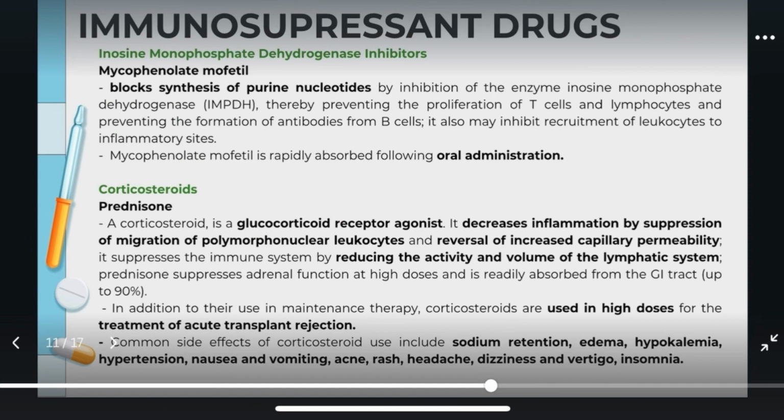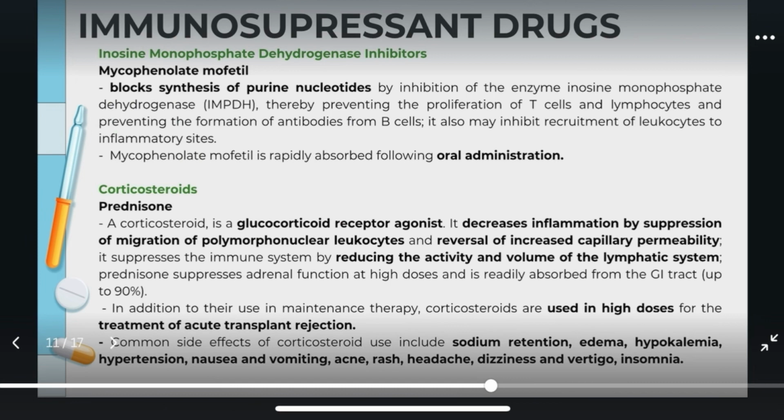Next are corticosteroids. Prednisone is a corticosteroid and a glucocorticoid receptor agonist. It decreases inflammation by suppression of migration of polymorphonuclear leukocytes and reversal of increased capillary permeability. It suppresses the immune system by reducing the activity and volume of the lymphatic system.